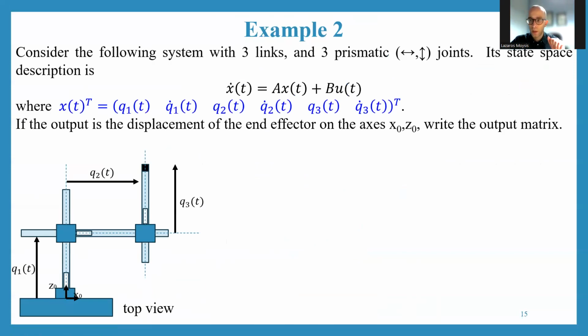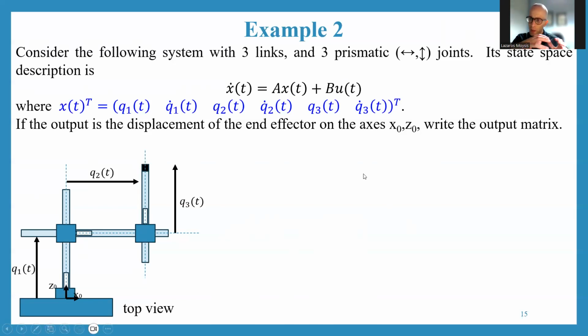Now let's consider a second example, which is from robotics. Let's say we have a system that you see right here. We're actually looking at it from above. So we're looking down below and we have three links and there are prismatic joints. And prismatic joints means that they can only move in a fixed direction. So forward and backward. Okay.